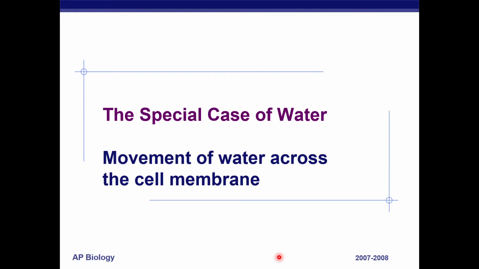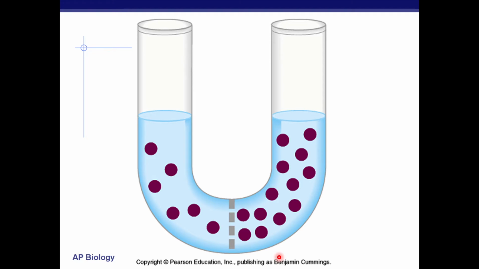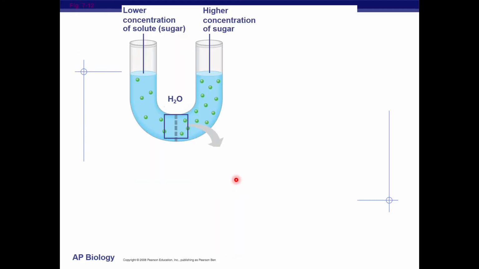Osmosis is the diffusion of water from a higher concentration of water to a lower concentration of water across a selectively permeable membrane. We use a lot of diagrams that look like this, and the blue part represents water. Any little colored dots would probably represent solutes, and this dotted line represents a selectively permeable membrane. That means some things can get past, but some cannot.